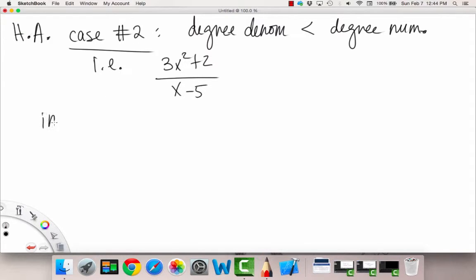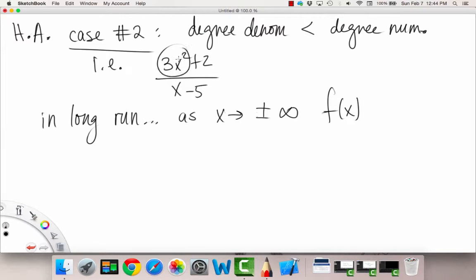Again, because we're looking in the long run for our horizontal asymptotes, as x goes to positive and negative infinity, let's find the leading terms. The leading term on the top is this 3x squared, so we can ignore everything else in the long run. The leading term on the bottom is this x, so f of x ultimately looks like 3x squared over x, which simplifies to 3x. And as x goes to negative infinity, this is going to go to negative infinity, and as x goes to positive infinity, f of x is going to go to positive infinity as well.